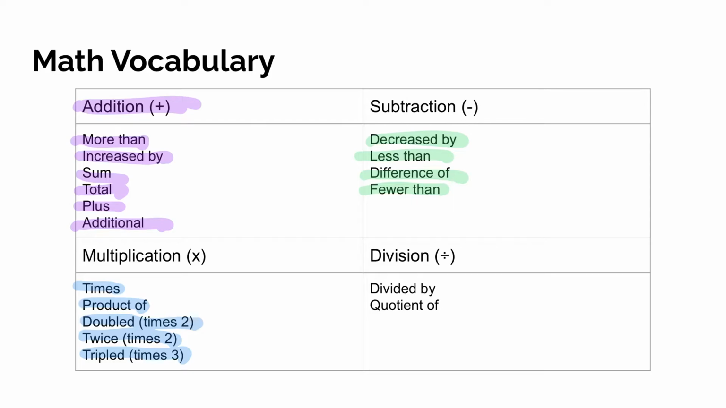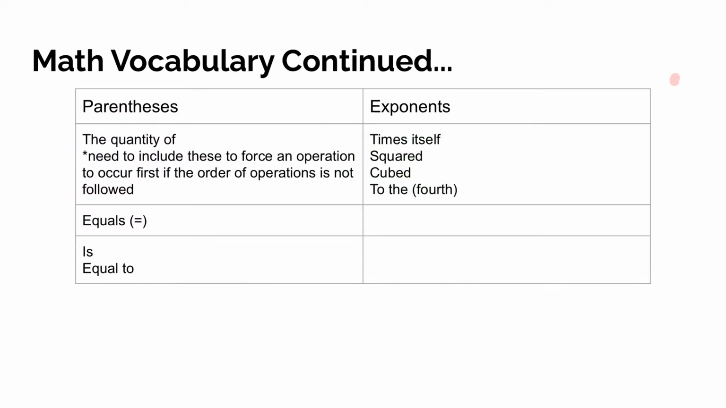You can also throw in quadrupled, which is times 4. And then we have division terms: divided by, quotient of. Some additional vocabulary words: parentheses.